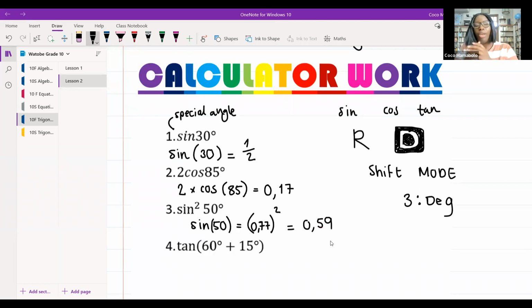We need to remember that if it says sine squared of something, we need to find the sine of the angle and then square the answer. That is something that comes up quite often, guys, so I need you to remember that. If it says sine squared or cos squared, find sine of the angle and square it, or find cos of the angle and square it. Okay, TJ, let's do this one over here.